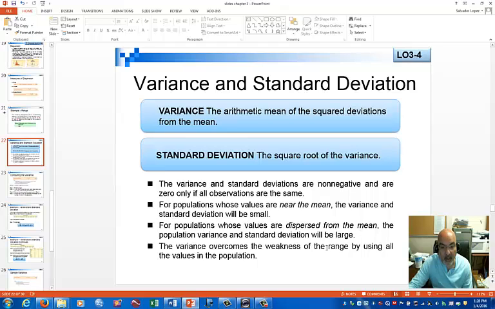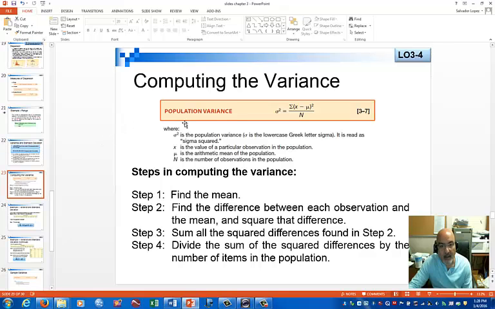The variance overcomes a weakness of the range by using all the values in the population. Remember, the range uses only 2 values. The population variance is equal to sigma squared. The Greek letter sigma, lowercase, is the sign for the variance. It is equal to the summation of x minus mu, where mu is the mean of the population, the average, squared, divided by n, where n is the number of observations in the population, or the number of numbers.